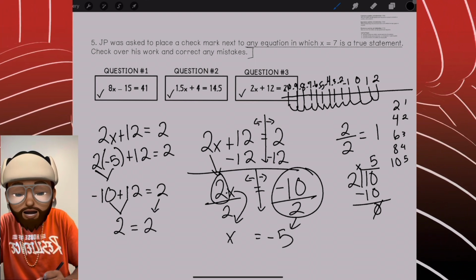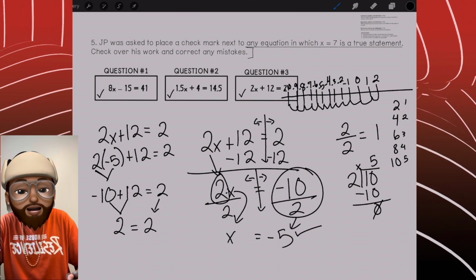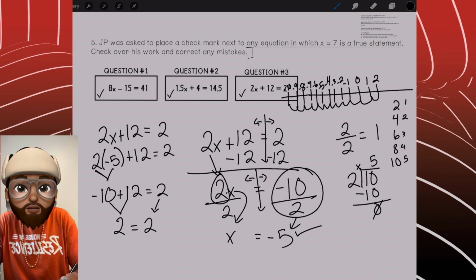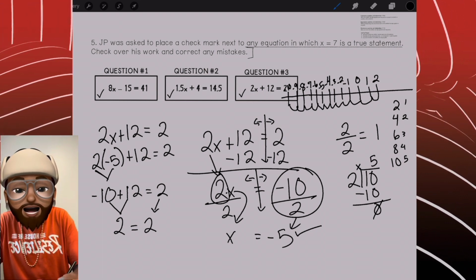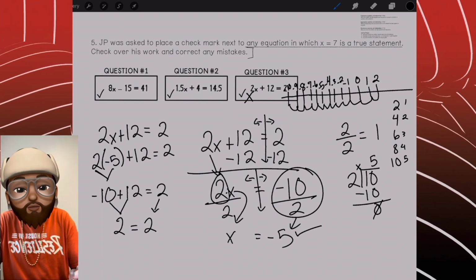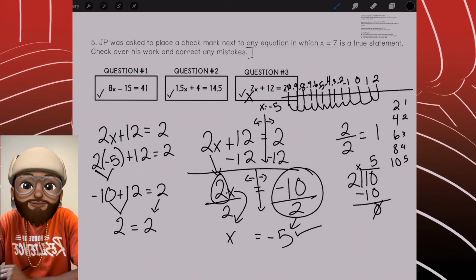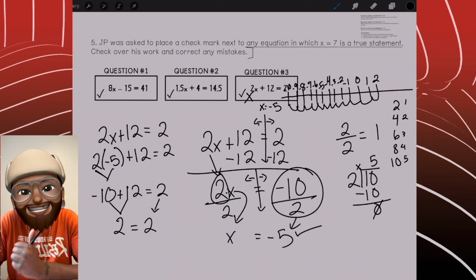And so our answer is verified, but the verification that question number 3, x is equal to 7, is the one that is wrong. x would actually equal negative 5. And that's it. Good job.